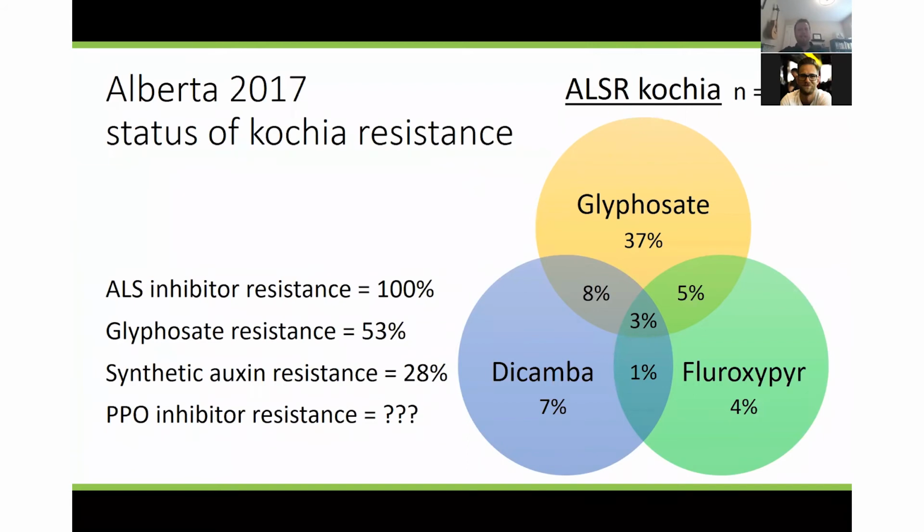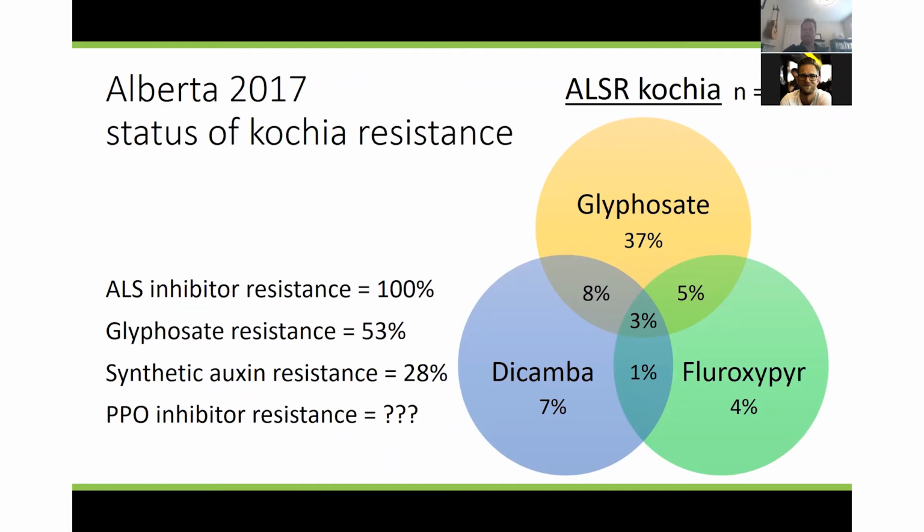So some of the last background here. Alberta, this is looking at the status of kochia resistance. What we've done in our program is taking all of the samples from the 2017 Alberta kochia survey, and testing them a bit further.